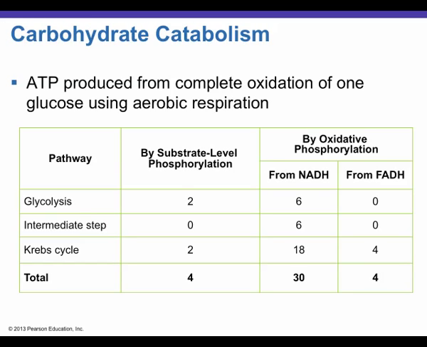Here is a very quick score sheet of where our energy comes from. Again, notice 4 from substrate level phosphorylation. We can get up to 34 from oxidative phosphorylation, right? So huge amounts of energy. Maybe it takes a lot of work, but a huge amount of energy.